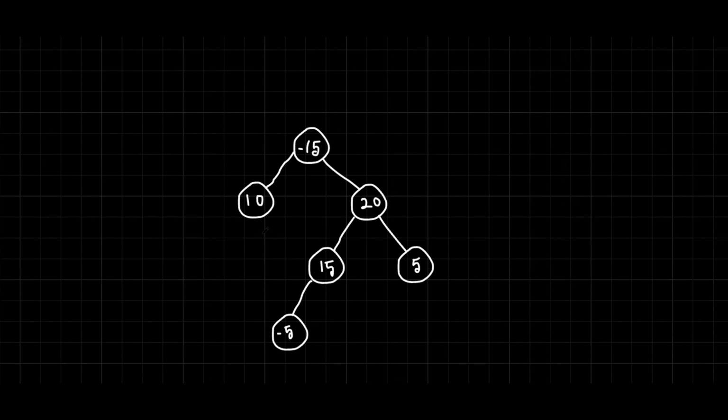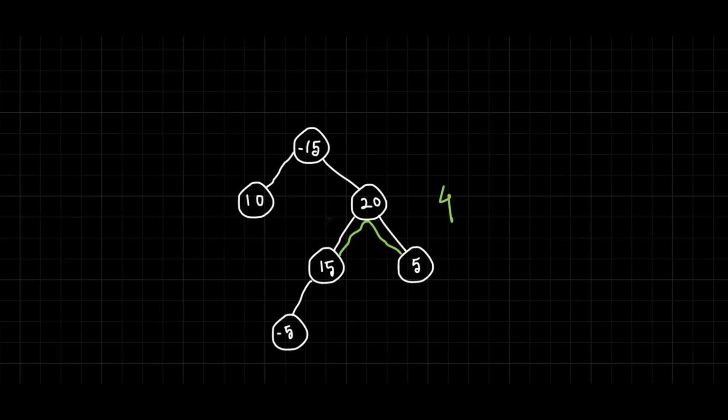In this problem, to understand the algorithm, we have taken this example. The root is -15, which has two children, 10 and 20. 20 has two children, 15 and 5, and 5 has one child, which is -5. So here we can see that this path, which is 15 to 20 to 5, has the summation of 45, which is 15 plus 20 plus 5. So we can say that this path is the highest path sum.